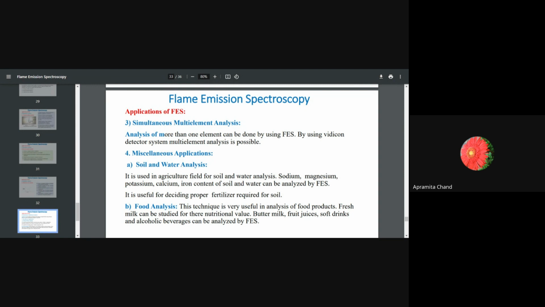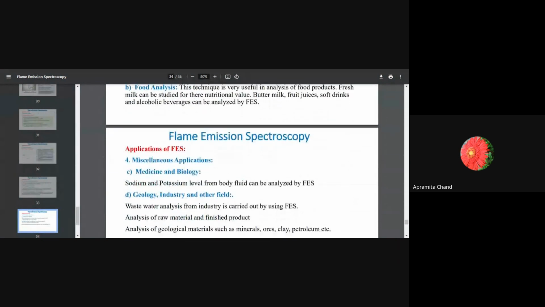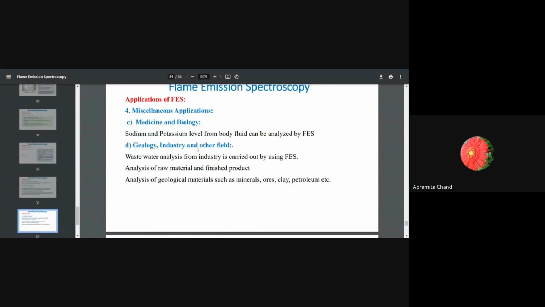Now, this technique is also very useful in the analysis of food products. Fresh milk can be studied for its nutritional value, particularly fruit juices, soft drinks, alcoholic beverages, buttermilk, everything can be analyzed by FES. And as it is used for sodium and alkali and alkaline earth metals, the body fluid potassium and sodium level is particularly important for maintenance of body balance, and this can be analyzed by FES.